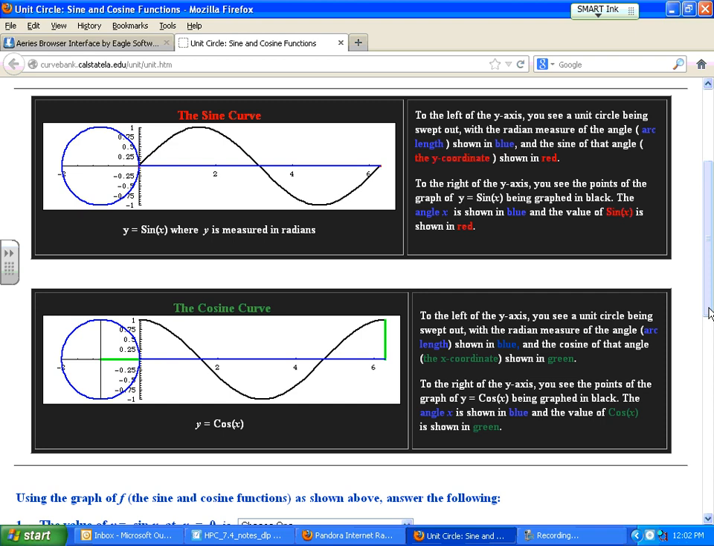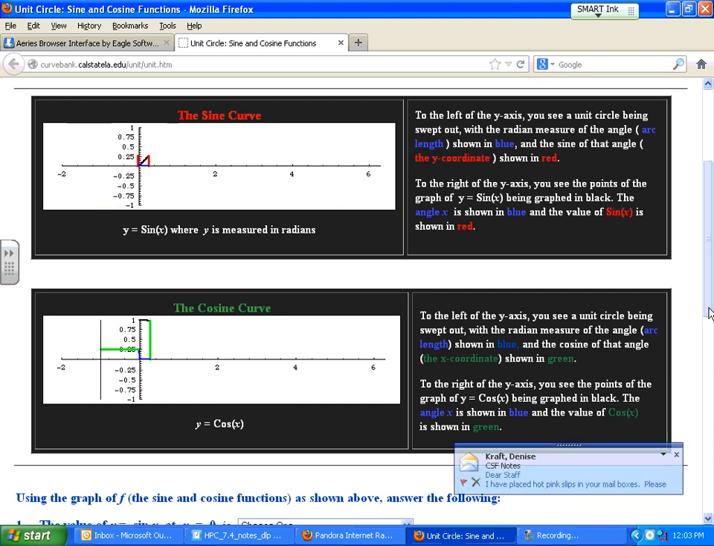And then on the bottom, you're seeing the cosine doing the same thing. Now notice the curves are different. They're actually off by what we call a phase shift. They're off by 90 degrees from one another. The sine curve starts at the origin, and then it goes up. The cosine curve starts at 0, 1, and then it goes down.